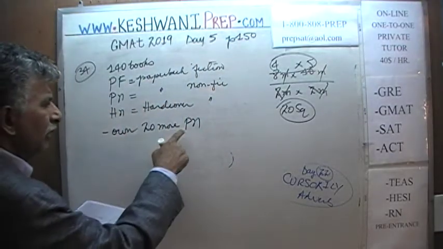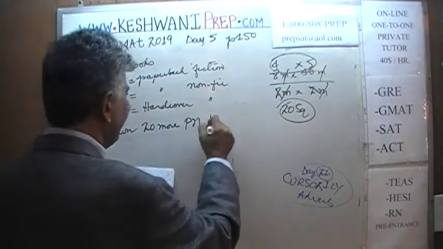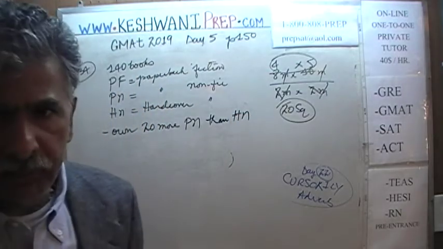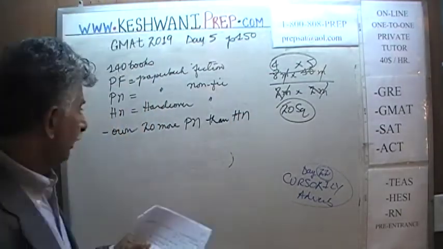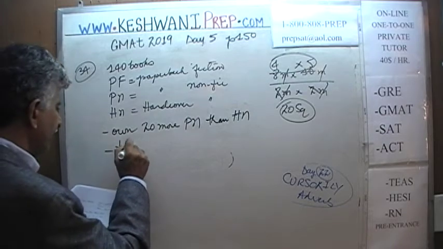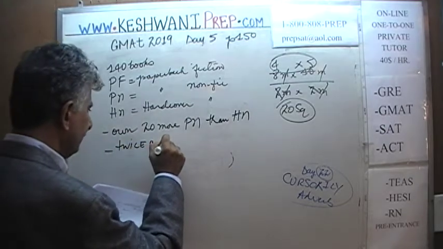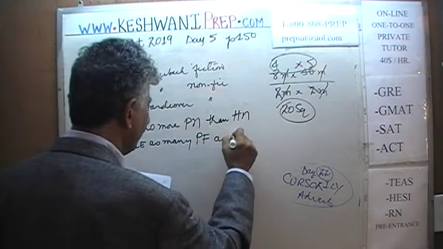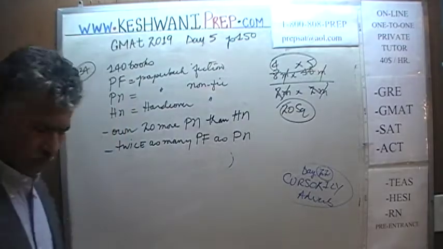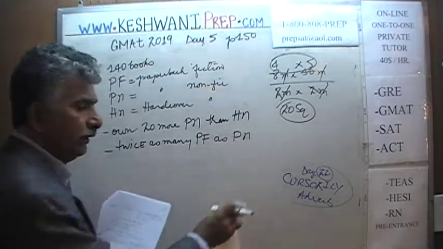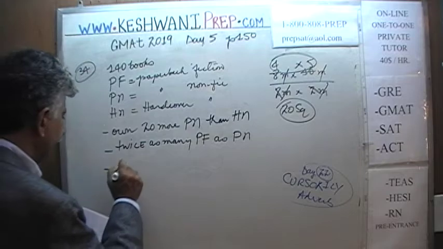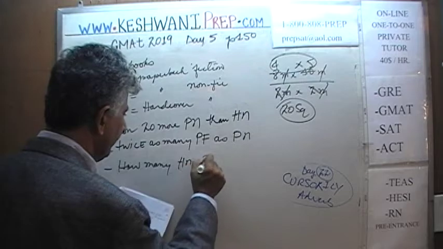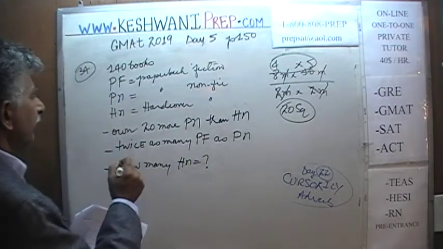So we have 20 more paperback nonfiction than hardcover nonfiction. How do I know that? Because it says so in the problem. We are also told that we have twice as many paperback fiction as paperback nonfiction. Those are the things that we are told, and the question simply is, how many hardcover nonfiction do we have?